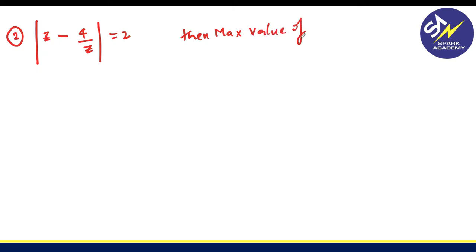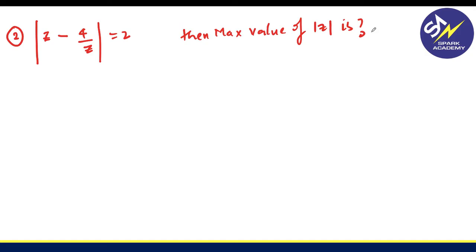Second question. If mod of z minus 4 by z equal to 2, then the maximum value of mod z is. So how to do these kind of questions?